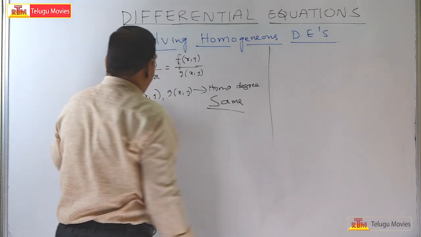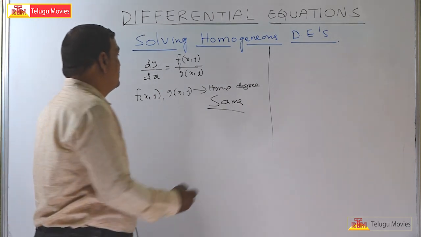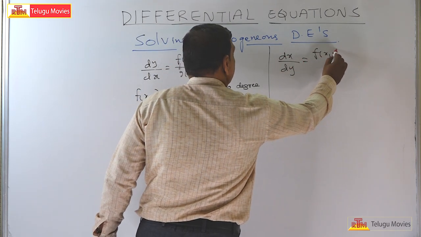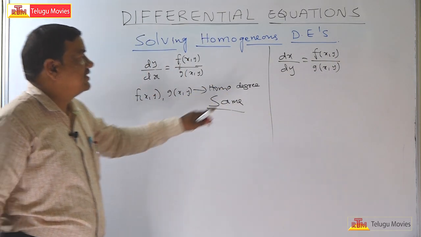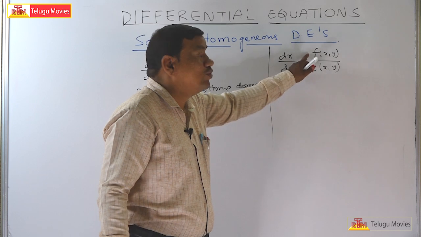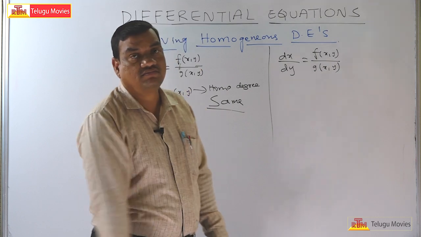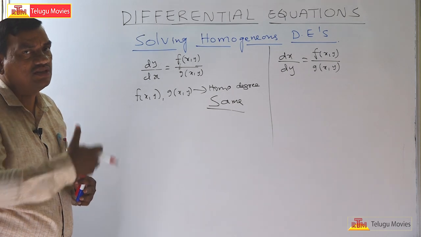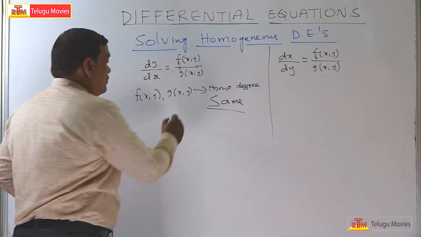If it is of the form dy by dx, this is one type of homogeneous differential equation. Another type is dx by dy equal to f of x comma y by g of x comma y. This is dy by dx, here it is dx by dy. Here also the same condition applies: both should be homogeneous functions of the same degree. On the whole, the degree of that homogeneous function is 0. Why? Because the same degree gets cancelled, and you get lambda power 0. Okay, then how to solve this problem?